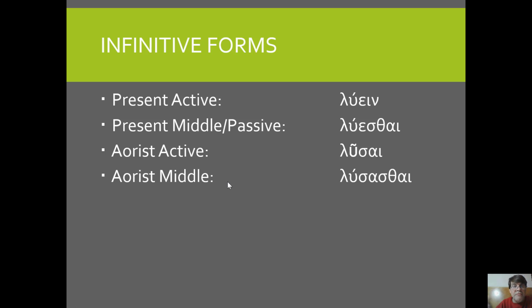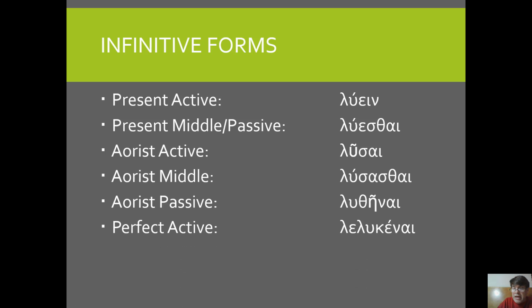Or if this particular verb has a special middle meaning, whatever that is, to do whatever that is. Aorist passive, luthenai. It has a theta eta that tells me it's aorist passive. And 6 out of the 7 infinitives end in I, so it's to be loosed. There you have it. And then the perfect, lelukenai.